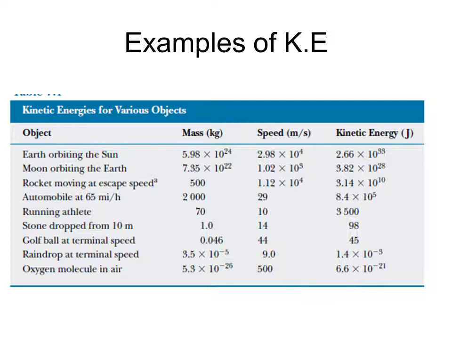The other example is the automobile at 65 miles per hour. Its mass is about 2000 kilogram. Its speed is about 29 meter per second. Now calculate the kinetic energy, which equals 8.4 × 10^5 joule. The last example, the oxygen molecule in air. Its mass equals 5.3 × 10^-26 kilogram, and its speed is about 500 meter per second. So we can calculate the kinetic energy, which equals 6.6 × 10^-21 joule.